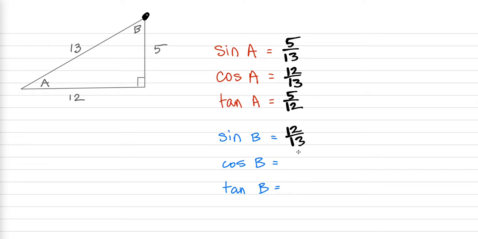So cosine is adjacent and hypotenuse, so it's going to be 5/13. Excellent. So the side next to it and the hypotenuse. I got 2-9. Opposite side over adjacent side, just 12/5. Nice. 12/5.